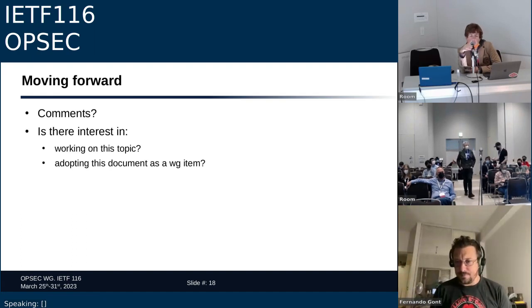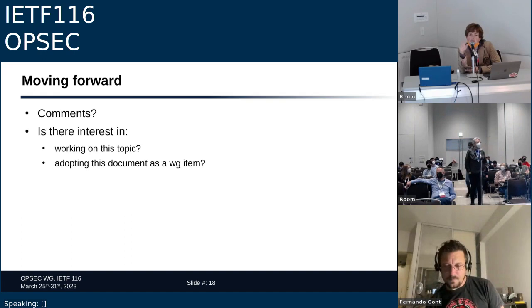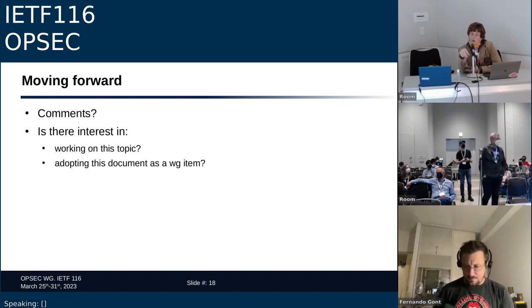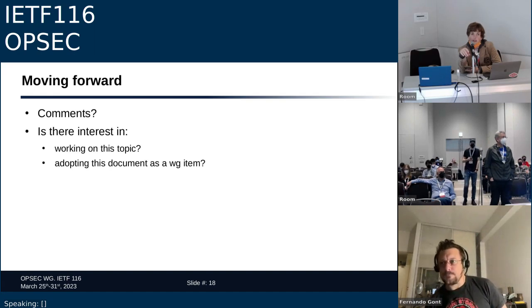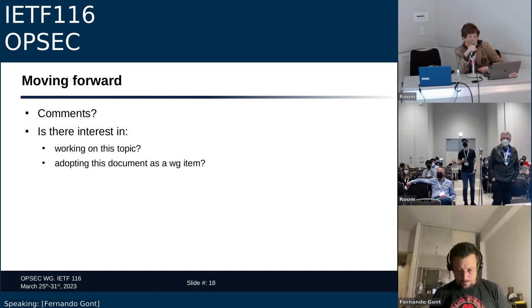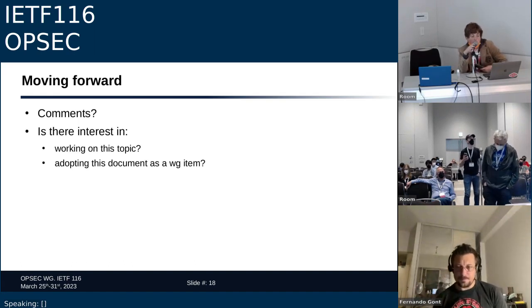Cool. And the last quick comment: in the correlation section, you might actually want to mention NAT64, where you might correlate addresses from different address families even. Thank you very much. So, Diego.